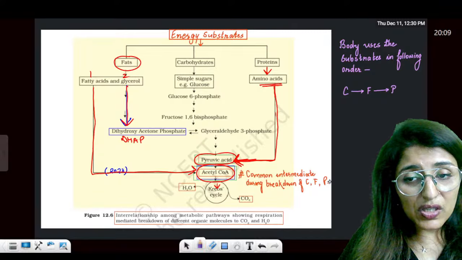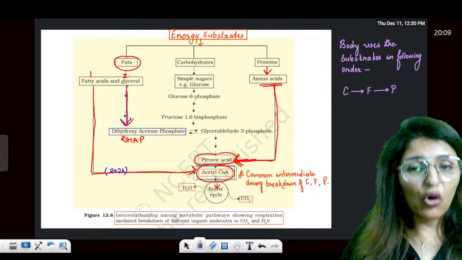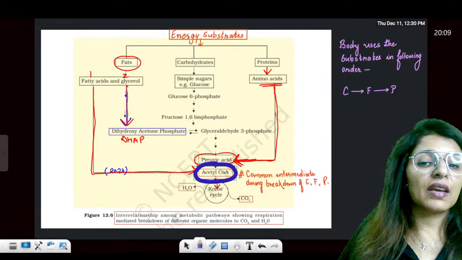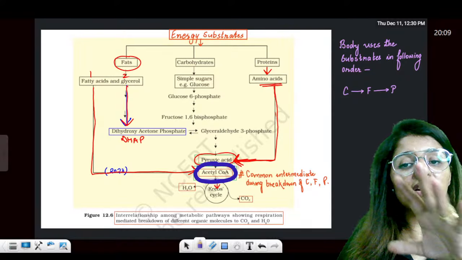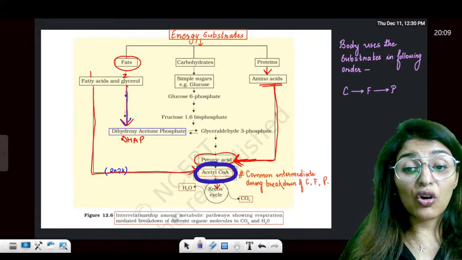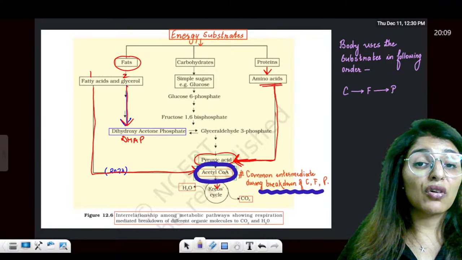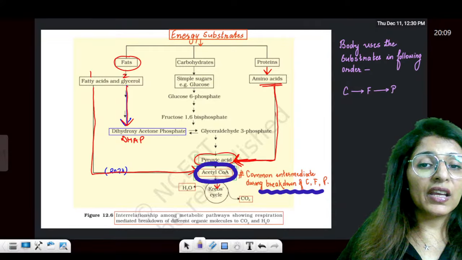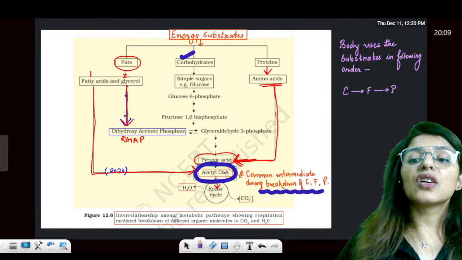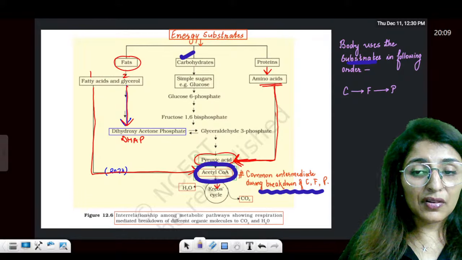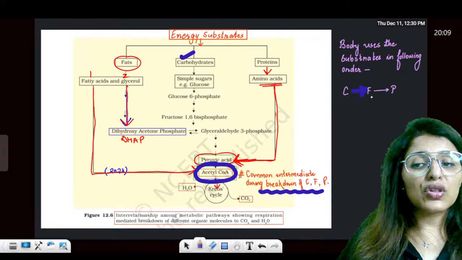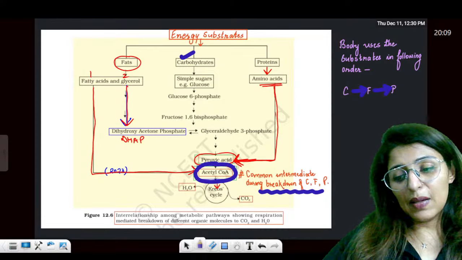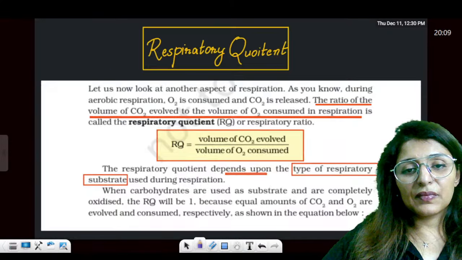So you see, can you note down which is the one molecule which is common in all the energy substrates? It happens to be acetyl coenzyme A. Whether it is fats or carbohydrates or proteins, acetyl coenzyme A is a common intermediate during the breakdown of carbohydrates, fats and proteins. Are these points clear? And you must know that the body loves carbohydrates, right? So it breaks down the carbohydrates in the first place, then it goes on to breaking down fat and finally proteins. Is this clear to all?